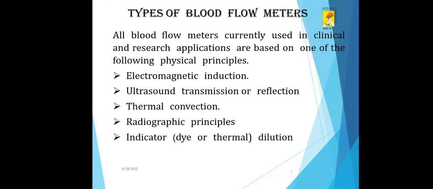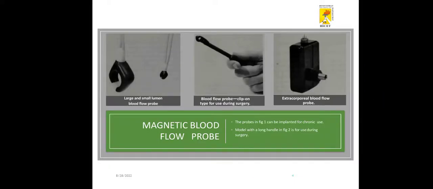So the types of blood flow meters. All blood flow meters currently used in clinical and research applications are based on one of the following physical principles. Number one, electromagnetic induction. Number two, ultrasound transmission or reflection. Number three, thermal convection. Number four, radiographic principles. Number five, indicator dilution.